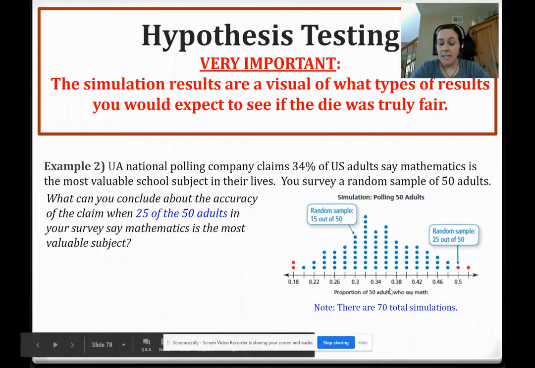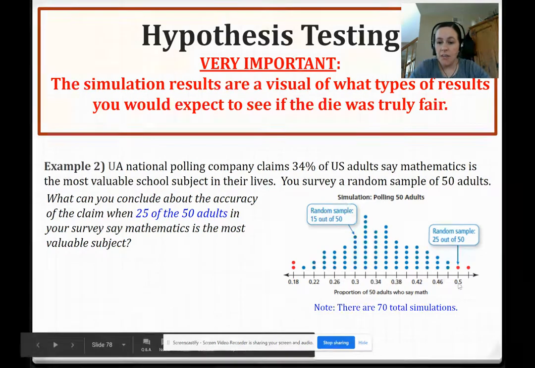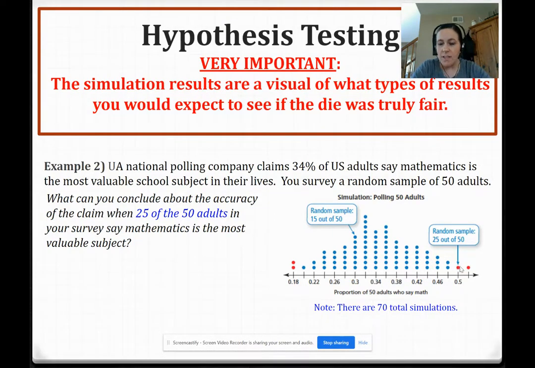What about that same idea, but I survey 50 adults and 25 of them say that math is the most valuable subject? Now, looking at my simulation results, 25 out of 50 is 50%, so I go all the way to the right over here. What that one little red dot tells me is that it is possible that the company's claim of 34% being the correct proportion is true, and I just happen to get one of these kind of weird samples that's unusually high.